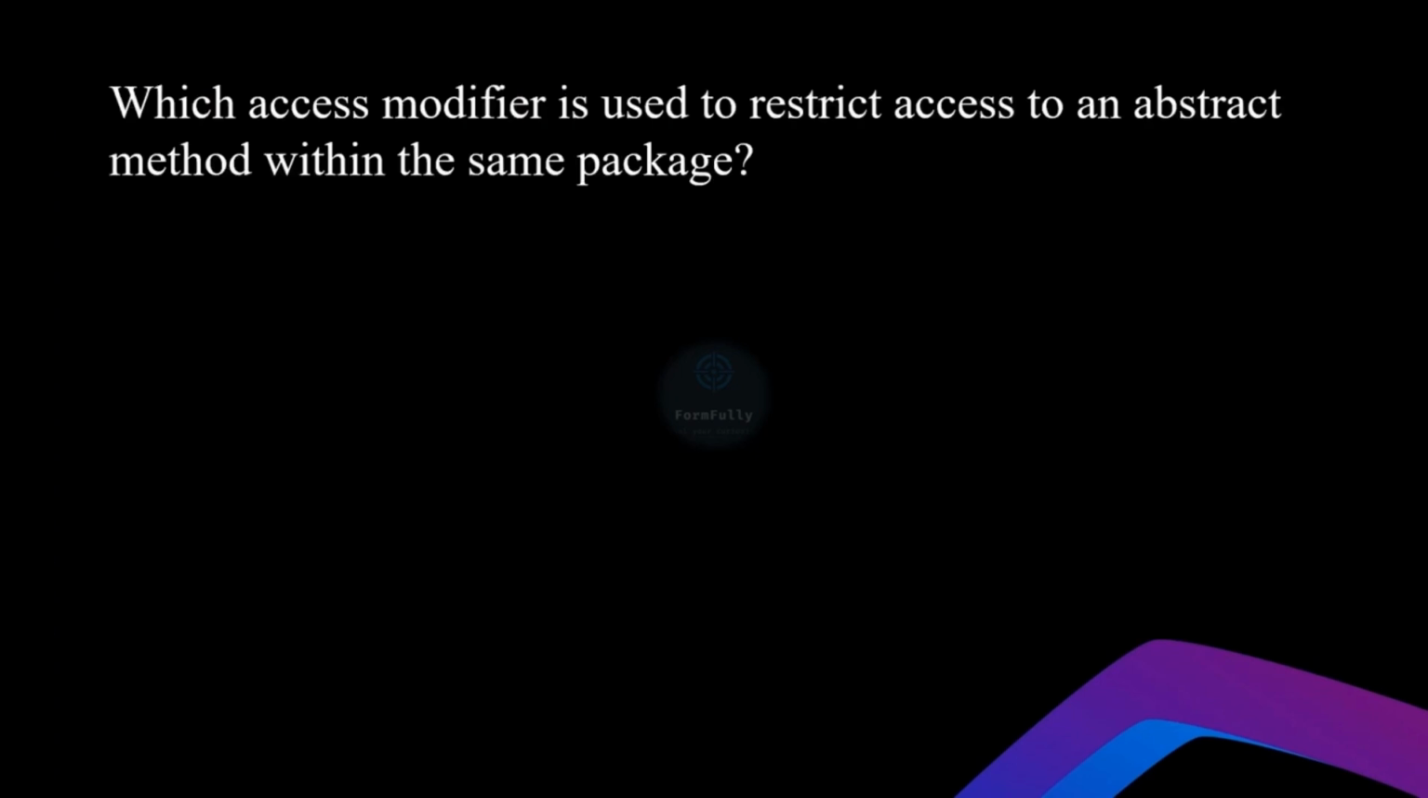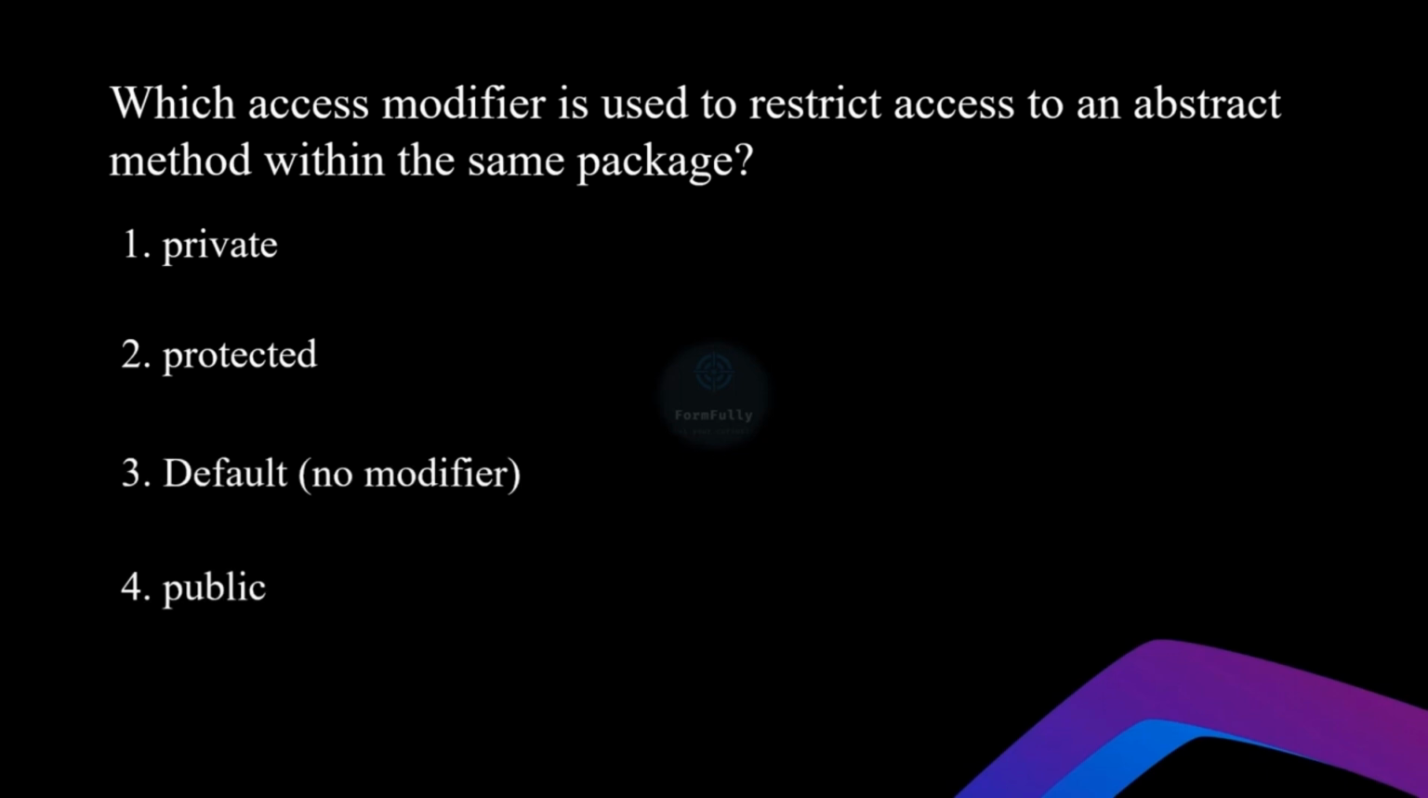Next question. Which access modifier is used to restrict access to an abstract method within the same package? Options are private, protected, default, public. Here option 2, that is protected, is correct, as the protected access modifier allows access to members, including abstract methods, within the same package and in subclasses, whether they are in the same package or a different package.